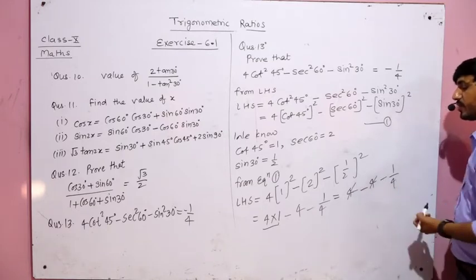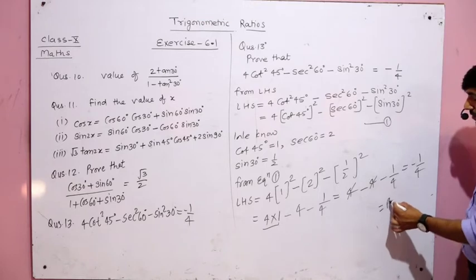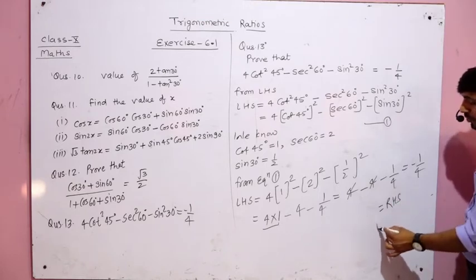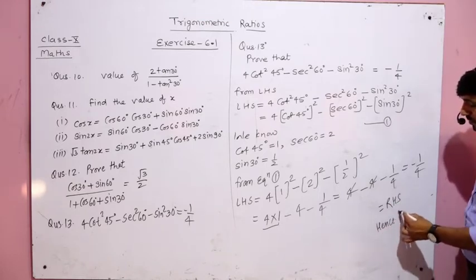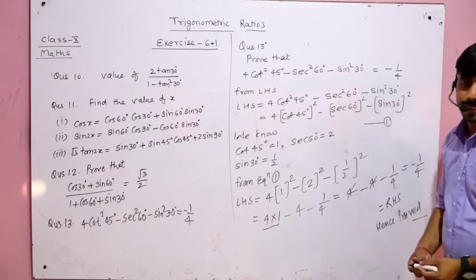The 4 is cancelled by this 4. That means we will get minus 1 by 4, that is the desired side RHS. Hence proved. You should write hence proved.